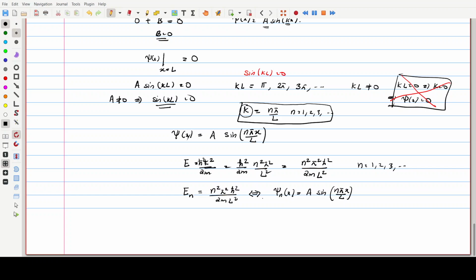Psi n is the stationary state corresponding to the energy E_n, or it is the energy eigenstate corresponding to the eigenvalue E_n, where E_n is given as n square pi square h bar square by 2mL square, and psi n of x is A sin(n pi x by L).